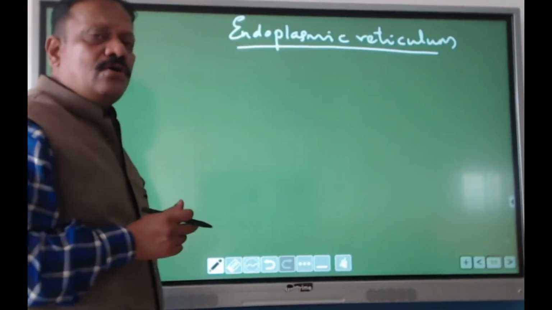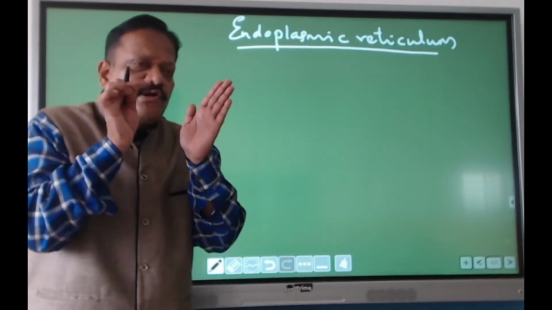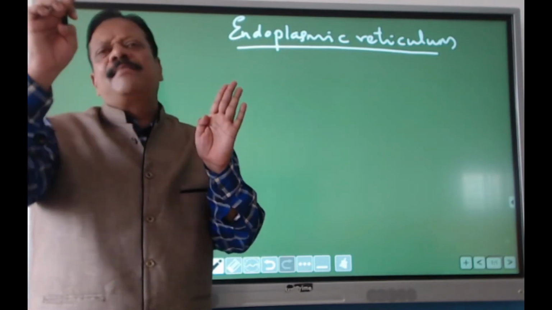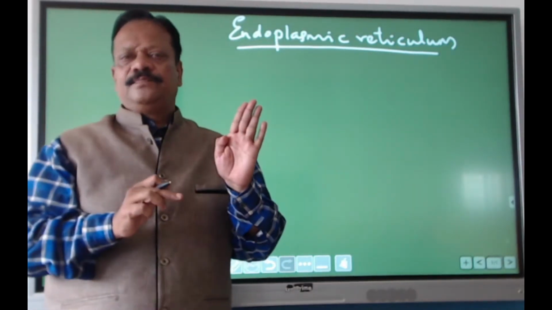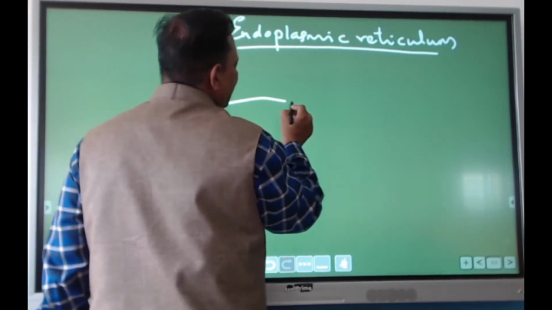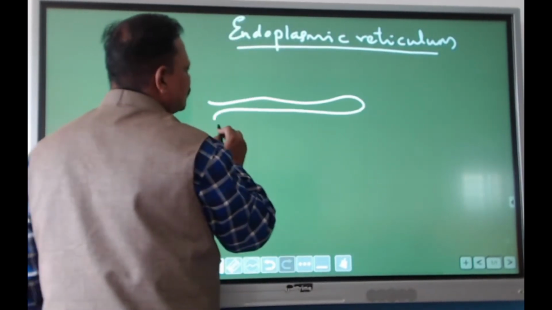So it starts from the nuclear membrane, from the nucleus up to the plasma membrane it is spread. So here it forms the long elongated tube like structure.